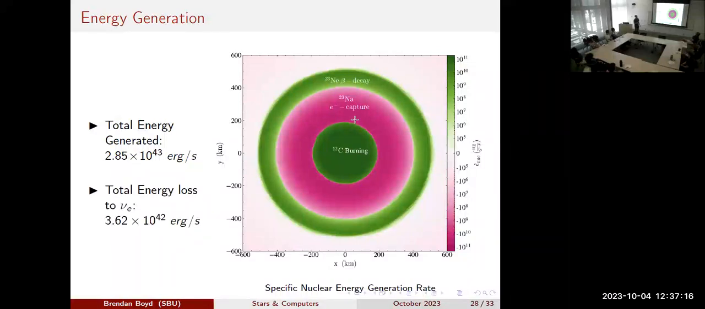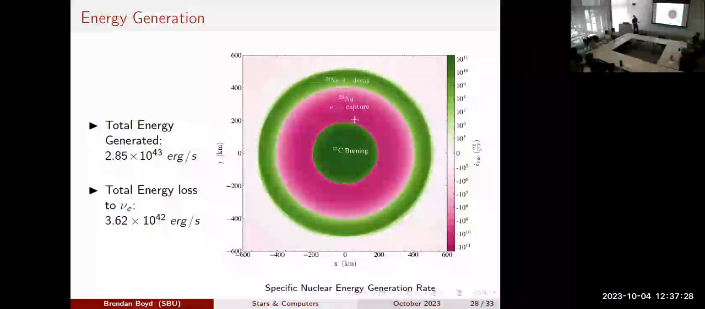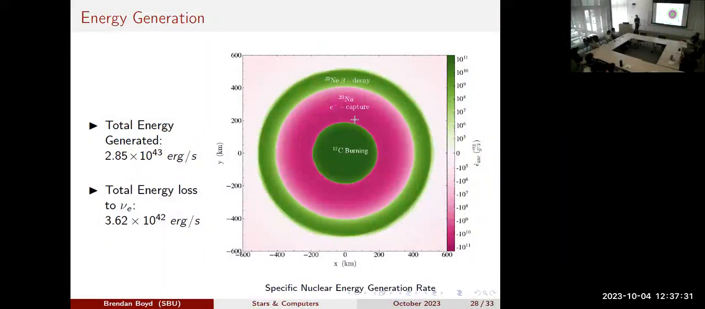Now, if we look at all of these little neutrinos, we add all of those up and see how much energy is being lost by them. We have a pretty significant amount, 3.62 times 10 to the 42 ergs per second. But the key thing here is that it's still less than the total energy being generated by the carbon burning and other reactions going on in here. So there had been some theories, when this Urca process was initially proposed, that this could prevent the runaway, prevent the type Ia supernovae. That's not been the standard theory for a while, and these simulations confirm that.